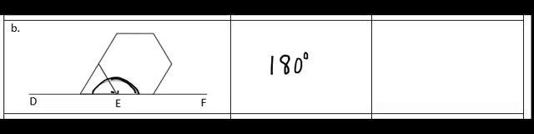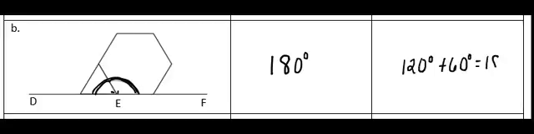And we'll put that information back on our worksheet as well. So the entire angle was 180 degrees, and that was made from this 120-degree angle plus the 60-degree angle from the triangle. And that gave us the straight angle of 180 degrees.